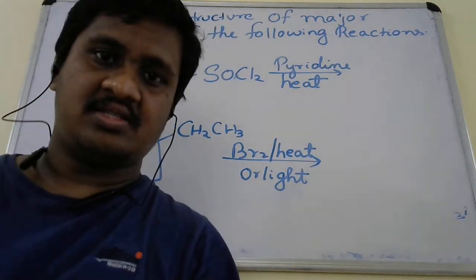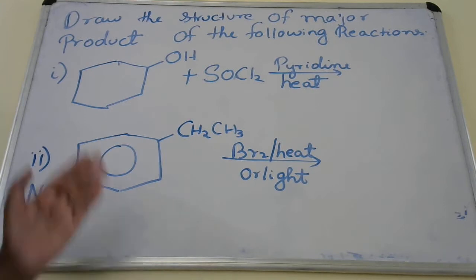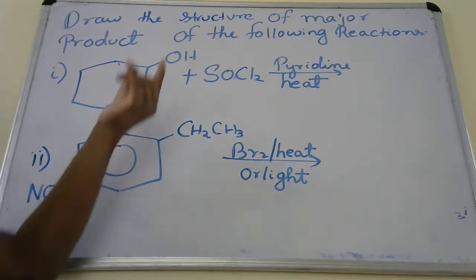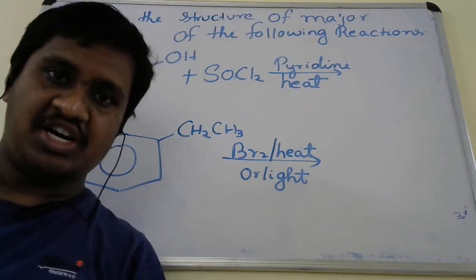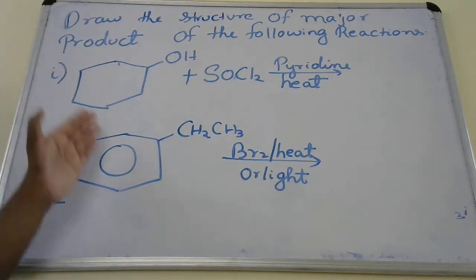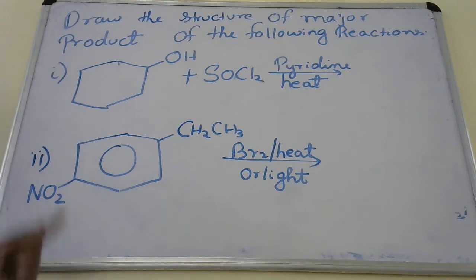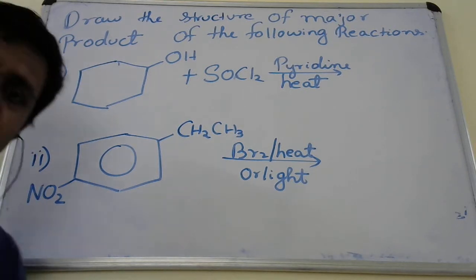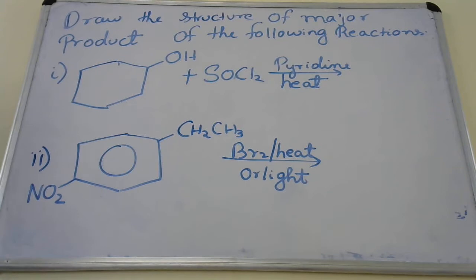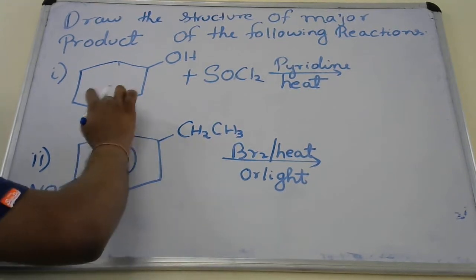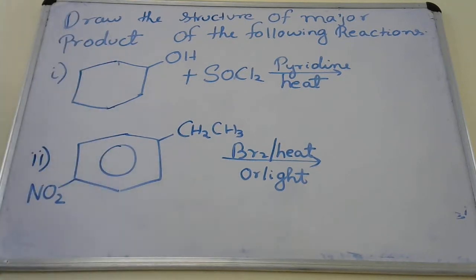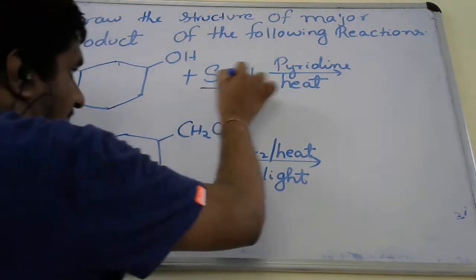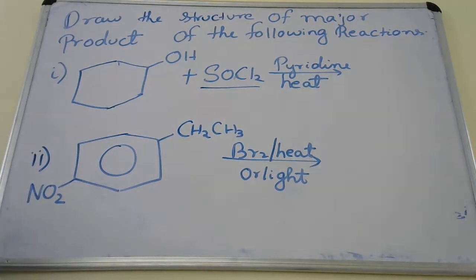Hello students. So now we will discuss some more questions based on writing or drawing the structure of the major product. Now let us discuss the first two bits. Again, all these questions are also from NCERT. The first bit is you have a cyclohexanol, in the presence of thionyl chloride, pyridine and heat.